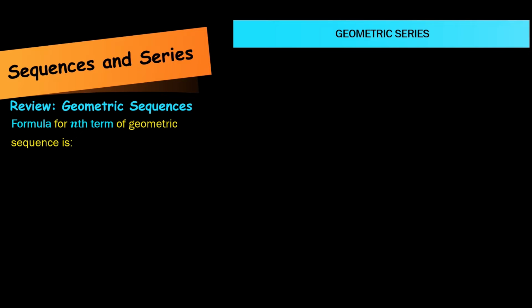The formula for the nth term of a geometric sequence is u subscript n equals a times r to the power n minus 1. Here, u subscript n is the nth term, a is the first term, and r is the common ratio.